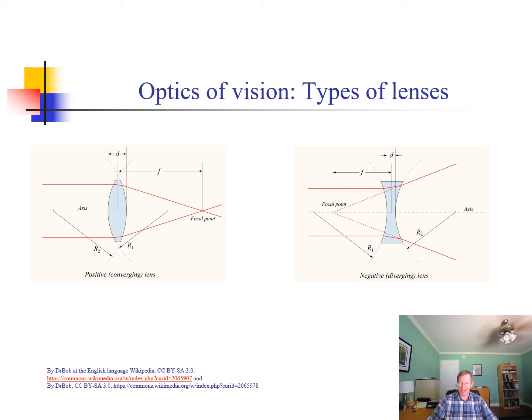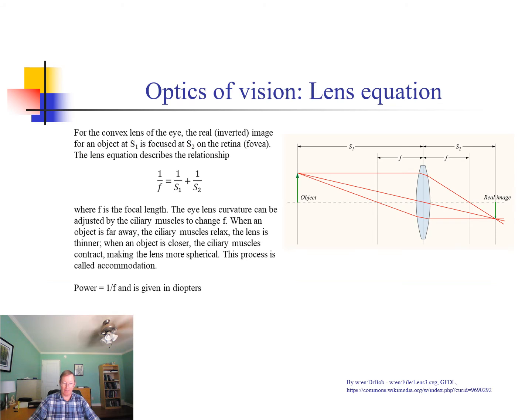There is also a diverging lens where I have a focal point that lies in front, that actually causes the light rays to spread apart from each other. And just so that you remember what those two different lenses are. Now in my eye I have a converging lens, but when I have corrections to my vision, I might need to use either of these lenses.